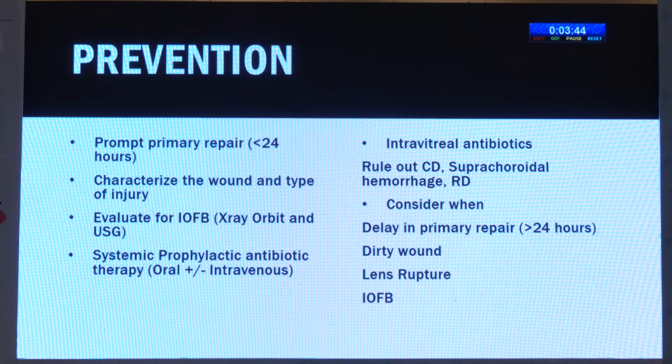So EVS has shown previously that systemic antibiotics are not helpful, but EVS used those antibiotics which did not have good bioavailability or intraocular penetration. We have newer generation, 4th generation fluoroquinolones like Ciprobid, which have good ocular bioavailability, so we can use them. Then consider intravitreal antibiotics as prophylaxis, but you need to rule out choroidal detachment, suprachoroidal hemorrhage, and retinal detachment. You consider intravitreal antibiotics at any point when there is a delay in repair more than 24 hours, if it's a dirty wound, if it's associated with a lens rupture, or if there is presence of intraocular foreign body.